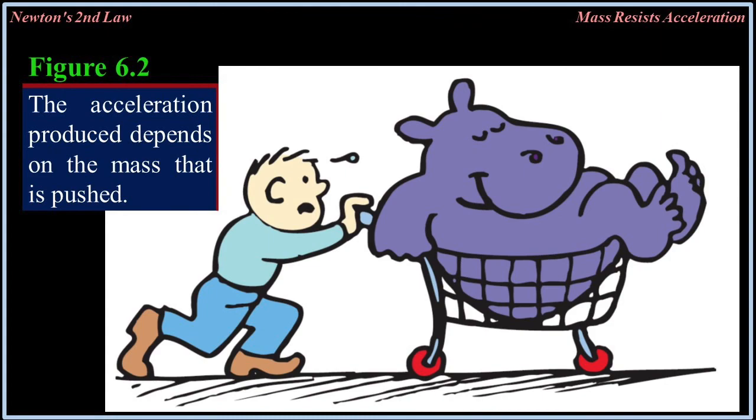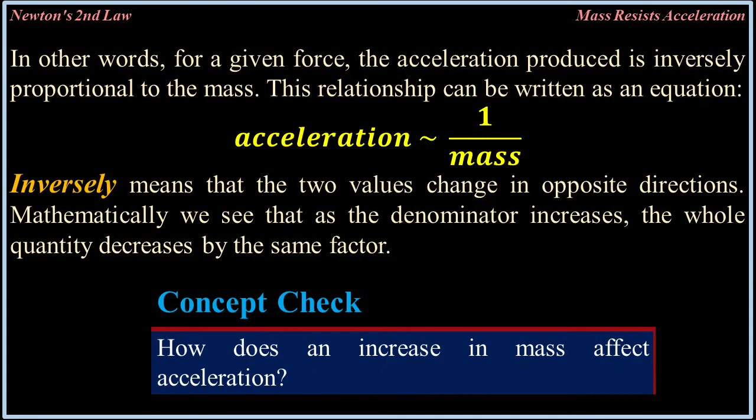The acceleration produced depends on the mass that is pushed. In other words, for a given force, the acceleration produced is inversely proportional to the mass. The relationship can be written as an equation: acceleration is inversely proportional to mass. Inversely means that the two values change in opposite directions. Mathematically, we see that as the denominator increases, the whole quantity decreases by the same factor. Concept check: how does an increase in mass affect acceleration?